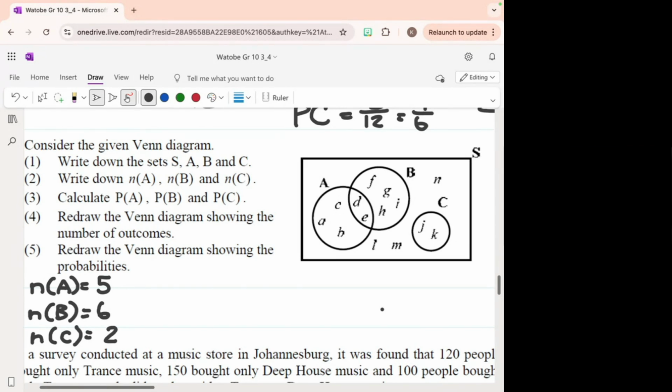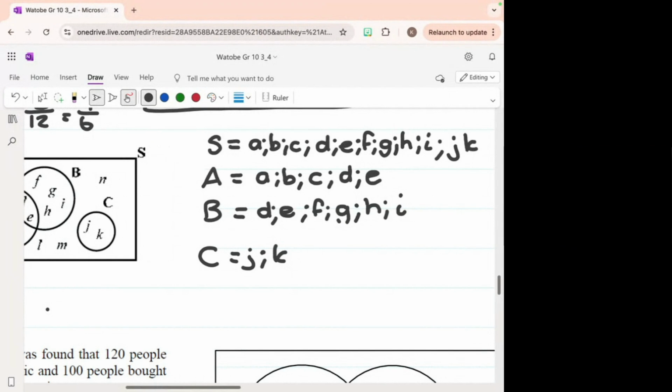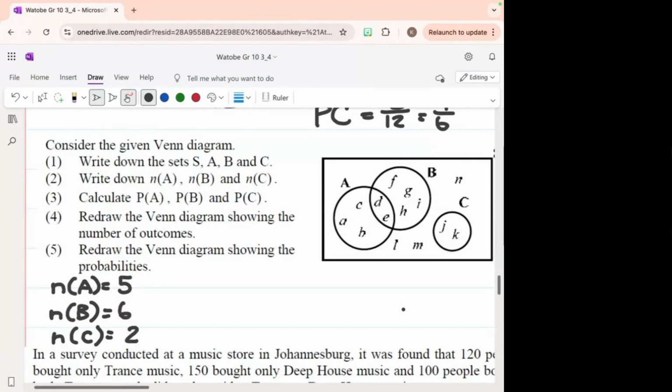Now that I know what my N's are and I know what my total sample size is, how do I know what my total sample size is? Because here, 1, 2, 3, 4, 5, 6, 7, 8, 9, 10, 11. There was my total sample size. I know it didn't ask for it, but I'm going to say N of S equals 11 up here. Can I calculate my probabilities?